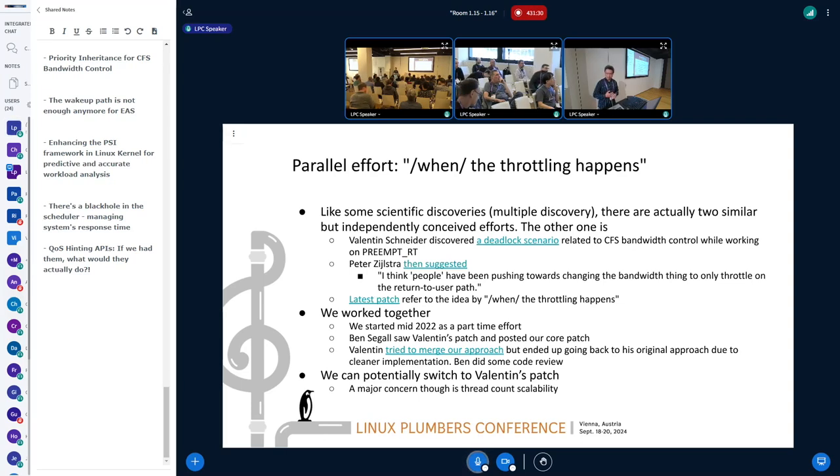If you implement this, the two implementations actually have very similar effects. We are working together, but we still end up having two different approaches. The effect is very similar. The motivation was different, and the implementation is different, but the effects are very similar. We can potentially switch to the other approach, but the major concern is thread count scalability.